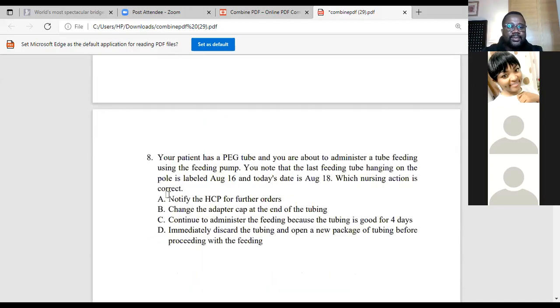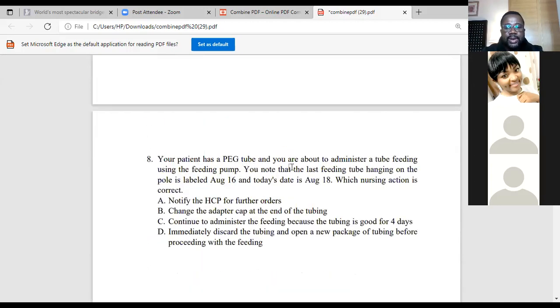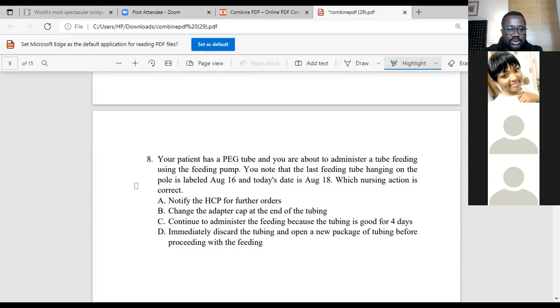Question number 8. The patient has a PEG tube and you are about to administer a tube feeding using the feeding pump. You note that the last feeding tube hanging on the pole is labeled August 16 and today's date is August 18. Which nursing action is correct? Oh my God. Did I know that there was a question like this? I explained something like it, right?